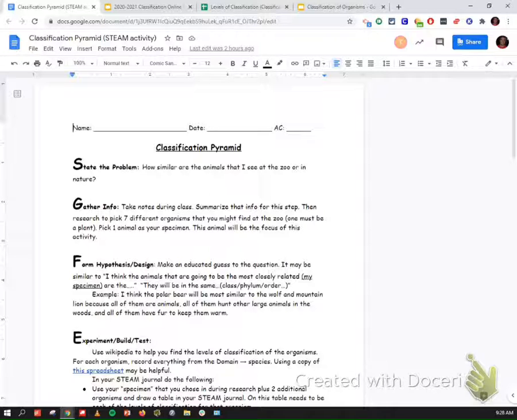So right now, go ahead and write state the problem, which is how similar are the animals that I see at the zoo or in nature? And you're going to write that word for word. You're not answering that question. You're writing that question because this is state the problem.